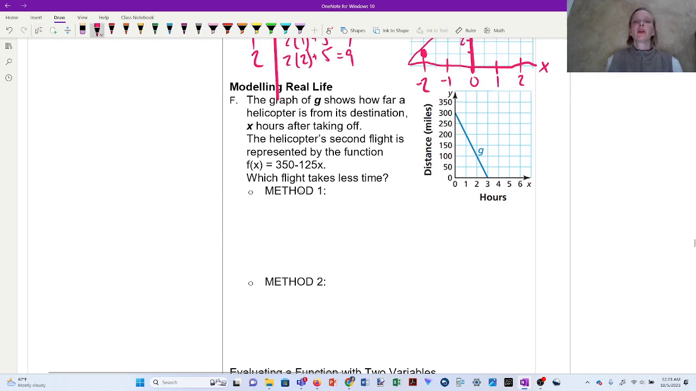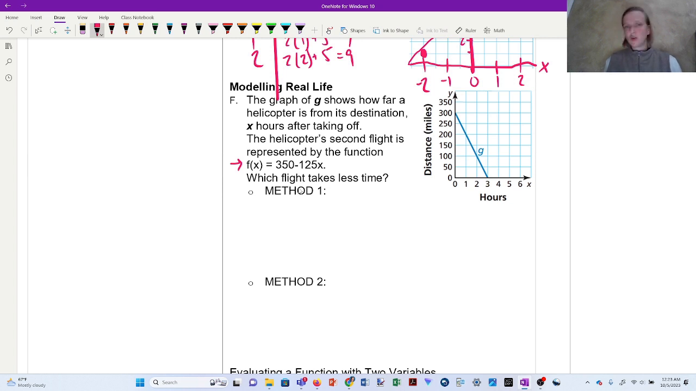Modeling real life. So this graph shows function g, and it shows how far off a helicopter is from its destination, x hours after taking off. The helicopter does a second flight, and it's represented by this function here. Which flight takes less time? There are a couple of different ways to approach this problem.